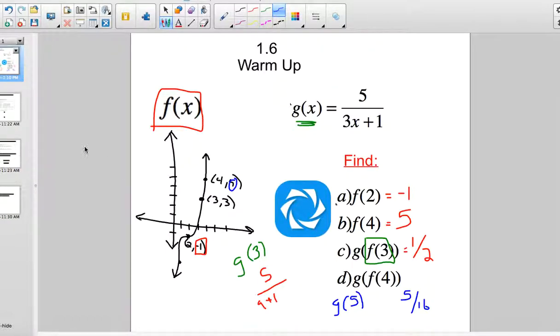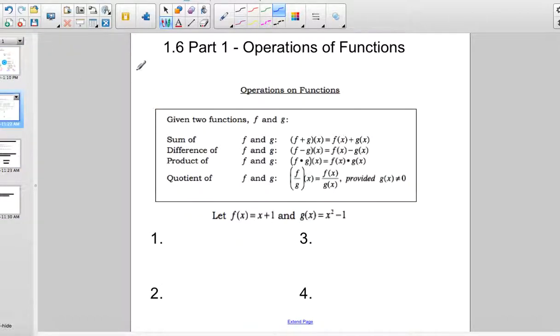Right, so there's your warm-up, a little bit of a preview of what we're going to be doing in a minute. So part 1, this is broken up into 2 parts, right? So part 1 is operations of functions. And in these operations, what we're just going to be doing is this one is the same as the classwork that's on Schoology, or maybe you have it in front of you if I did make copies, right?